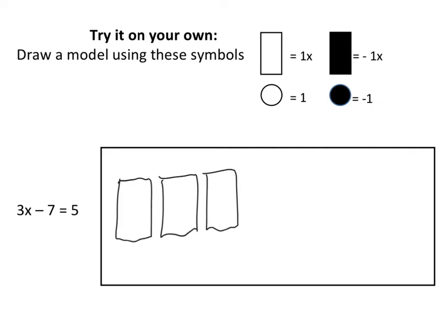The next thing is minus 7. So we have to go up to our key and figure out what minus 7 is represented from the key. Here we have our negative 1, which is a filled in circle. So we're going to put 7 filled in circles, they don't have to be big, right next to our rectangles.